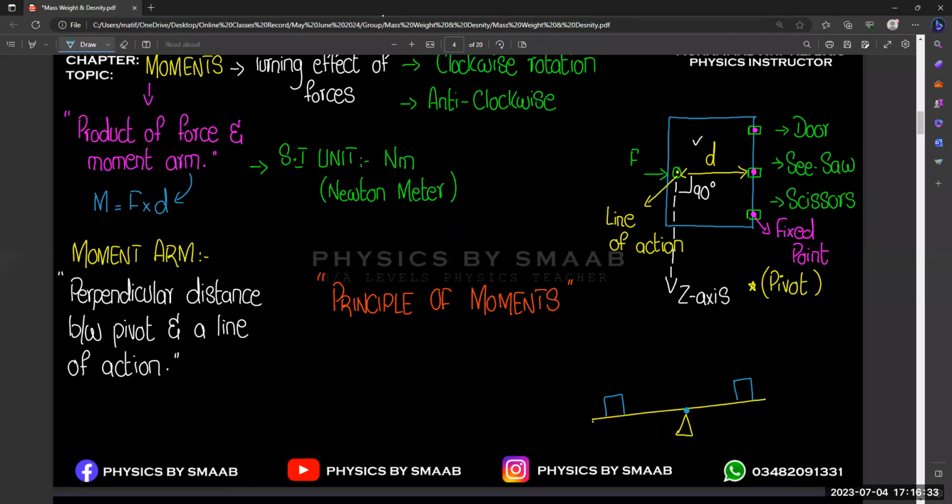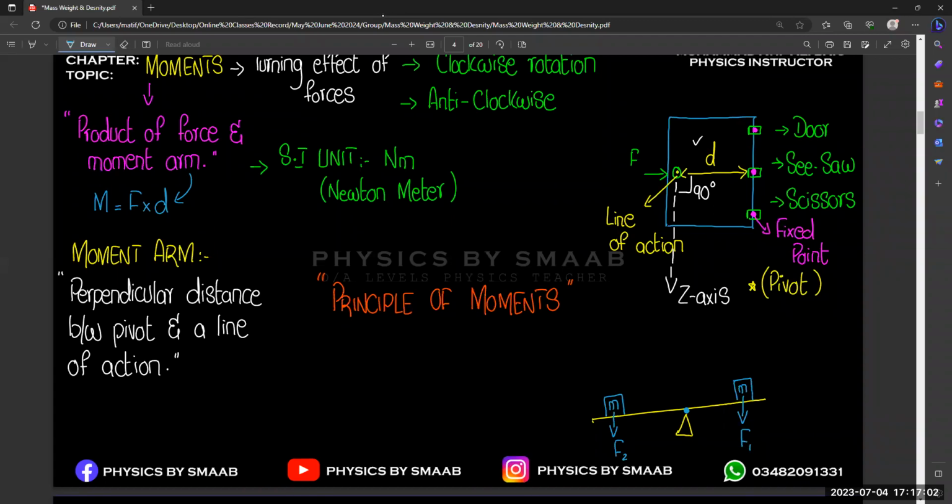Let's suppose this object also has some mass, and its weight is going to act in the downward direction. So we get the force of the first object, and we also get the weight in the downward direction, which is also in the category of force. So basically there are two forces acting on the seesaw, right?